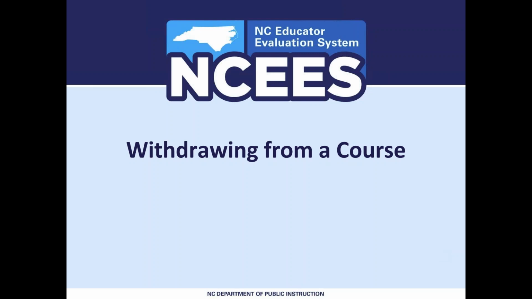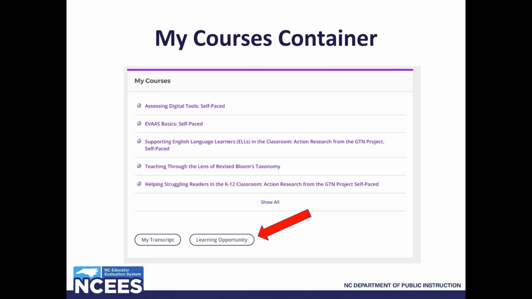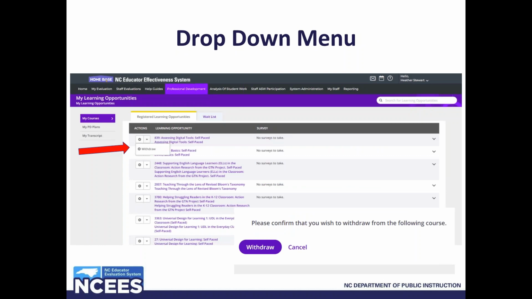Withdrawing from a course. There may be a time when you register for a course and you decide it's just not for you. You can withdraw from the course so it no longer shows up in the My Courses channel. Click on the Learning Opportunity link. On the Learning Opportunities page is a list of all your courses that are available for viewing. There is a preference icon and a drop-down arrow to the left of every course title. Click on the arrow and click on the word Withdraw. A confirmation screen will pop up. Confirm you want to withdraw, and that is all you need to do.